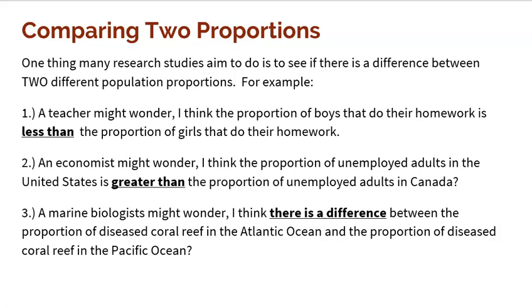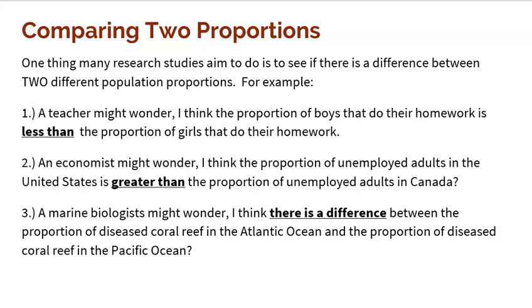Here, we have three claims, right? The teacher thinks that the proportion of boys is less than the proportion of girls. If the teacher wants to figure out if her claim is correct, she's got to put it to the test. An economist believes, in his opinion, that the proportion of unemployed adults in the United States is greater than the proportion of unemployed adults in Canada. If he wants to prove he's right, he's got to do it with a test.